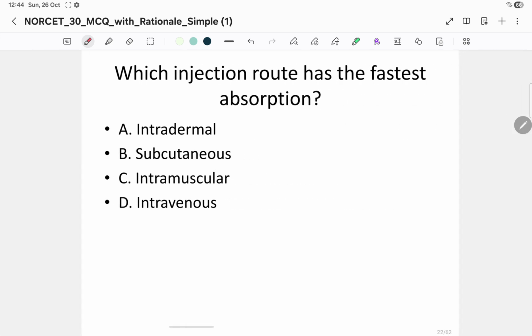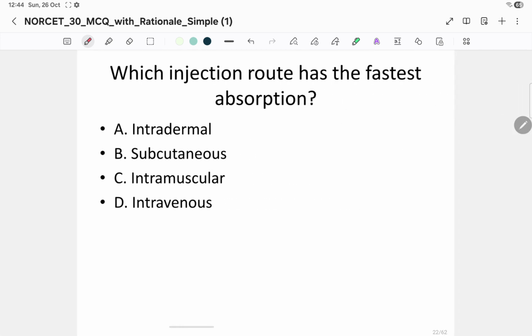Clear? Next, which injection route has the fastest absorption? Option A, intradermal. B, subcutaneous. C, intramuscular. D, intravenous. And the correct answer is option D, intravenous, because it delivers medicine directly into the bloodstream, so it has the fastest absorption.